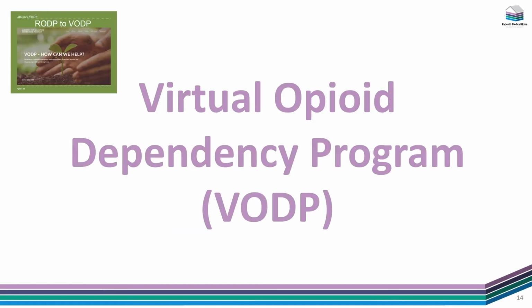Our next definition is Virtual Opioid Dependency Program, or VODP. And this is an evolution of the RODP, which is the opioid addiction treatment for rural and suburban Alberta communities. And it now is offered across the province, and it's same day. OAT medication starts 7 days a week. So this is a great option for patients who need help immediately.